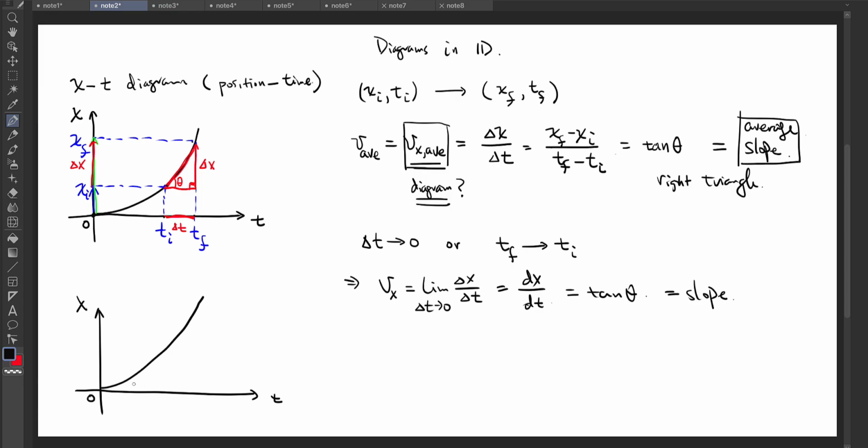Okay, so now I'm looking at, let's take one point here. That's some kind of instantaneous point I'm interested in. Then I'm going to draw a tangent line. So let me write down here. How do you draw the slope? The slope here is the tangent line to the curve, to the x-t curve.